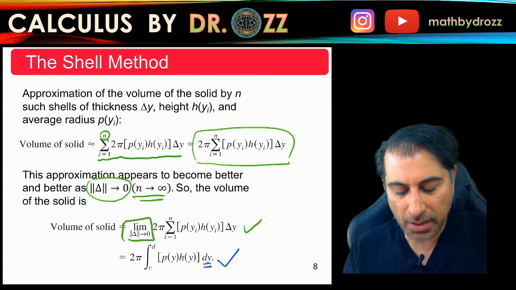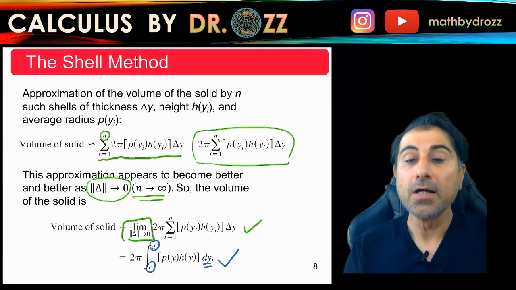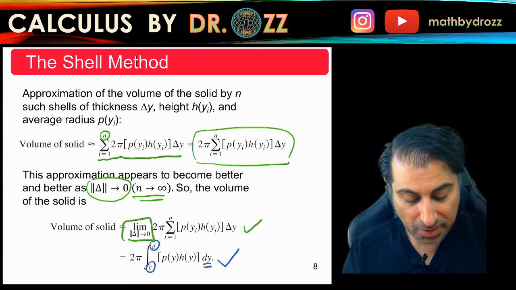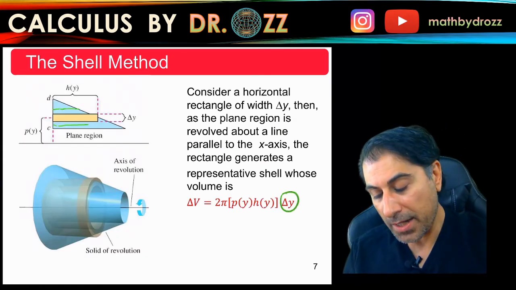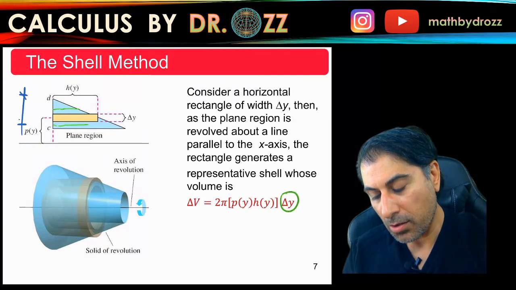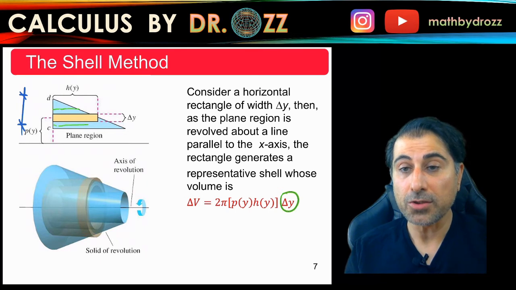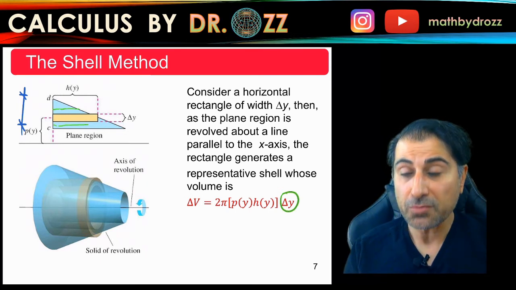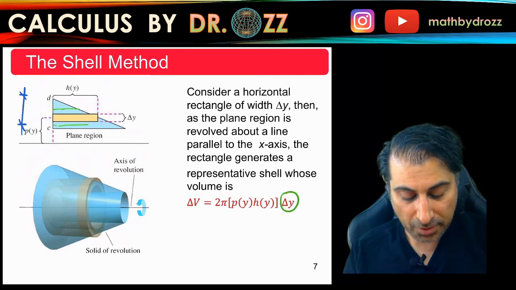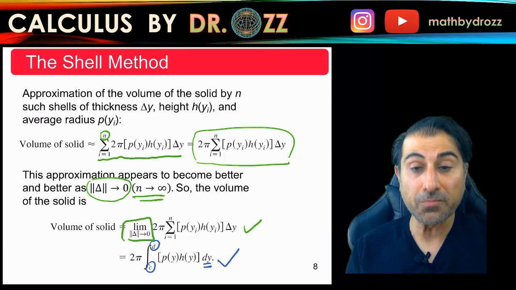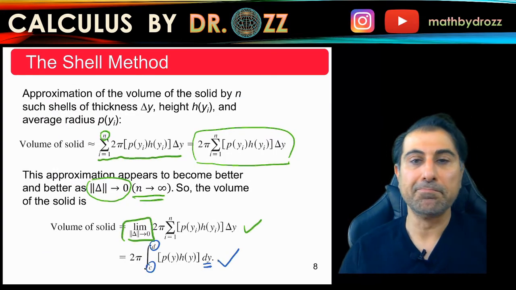So we have dy, so we have the y limits of the region, and as you see here, the y values within the region are ranging between c and d, so that's why this integral turned out to be an integral from c to d.